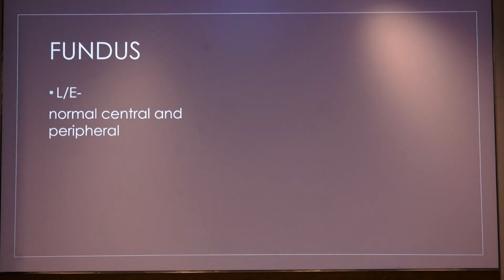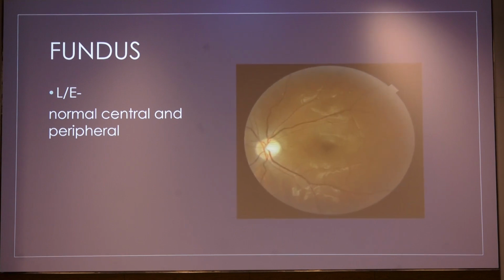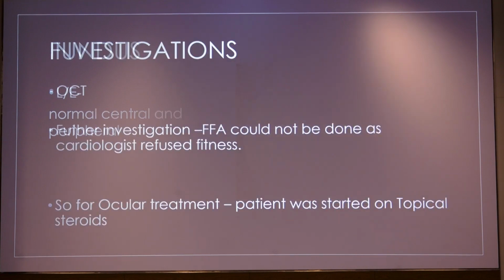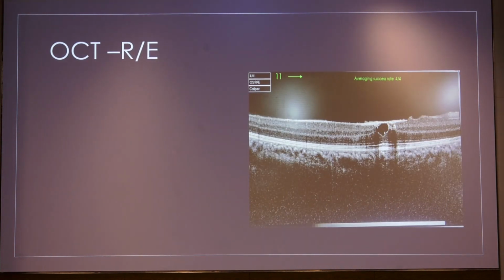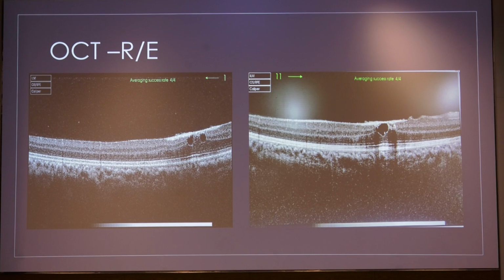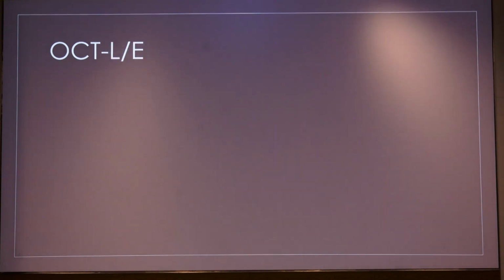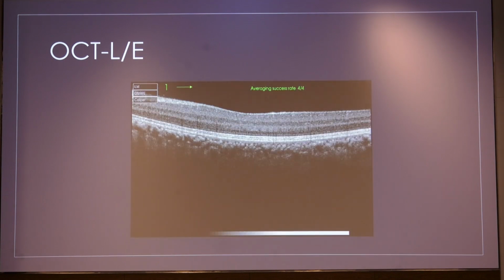We also saw that the left eye was normal. To rule out and further confirm, we did OCT. Further investigations like FFA were not done as the cardiologists refused the fitness. On OCT, we saw cystoid macular changes in the macular area. So, we started the patient on topical steroids. Systemic steroids could not be started as the cardiologist refused the fitness.